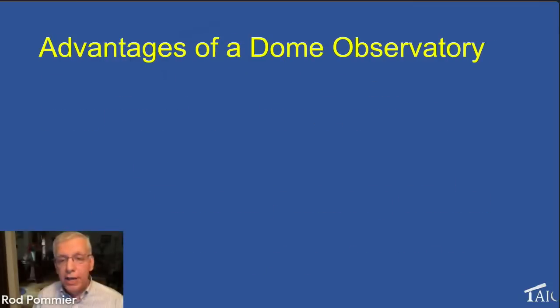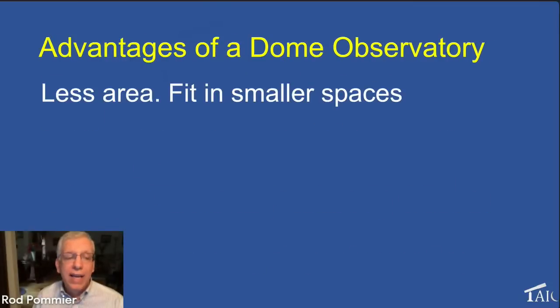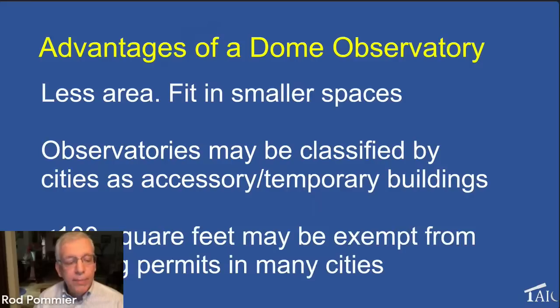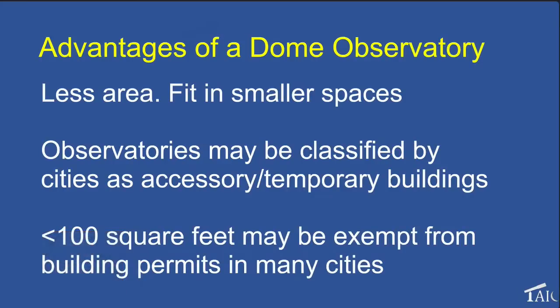Now, there are advantages of a dome observatory. For one, it takes up much less area, and therefore you can get it to fit in much smaller spaces. And the reason this may be important is that in a lot of cities, observatories are classified as accessory or temporary buildings. And the implication of that is in that many cities, as long as your accessory or temporary building is less than 100 square feet, it may be exempt from building permits.